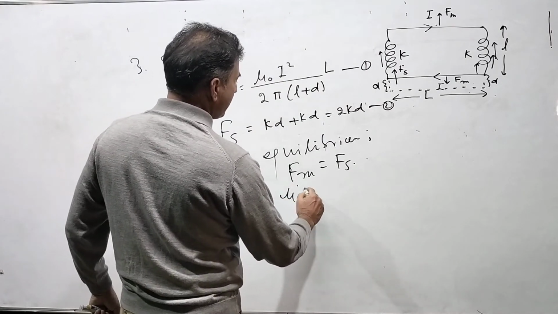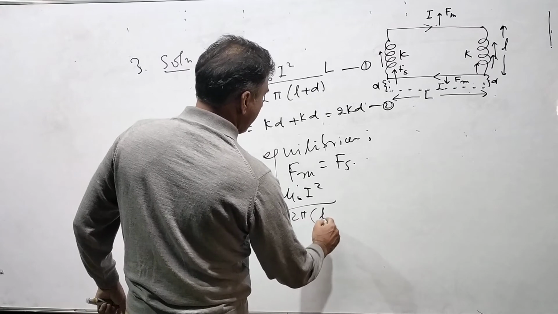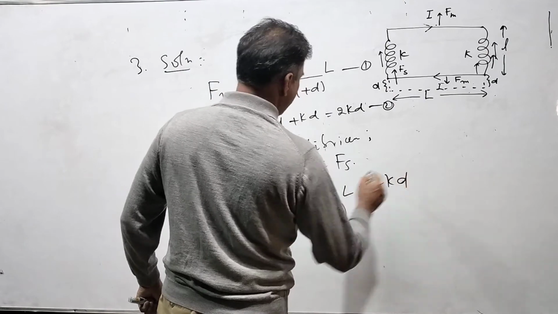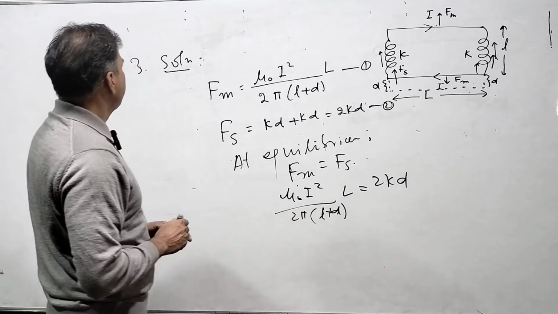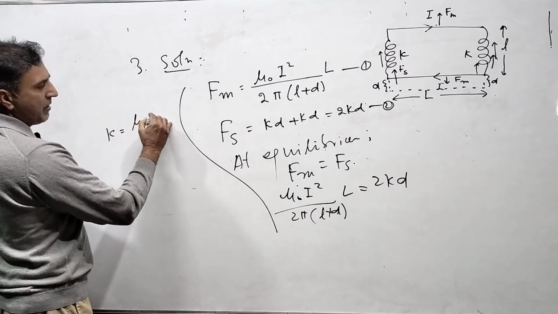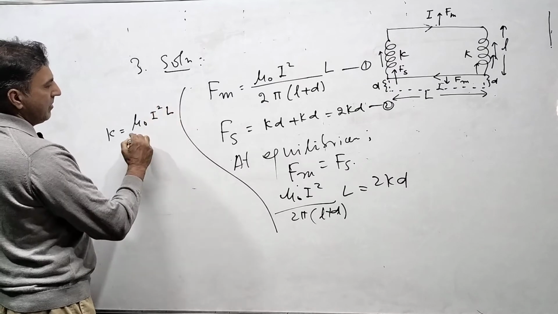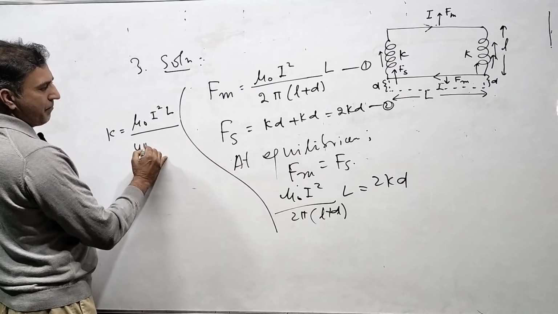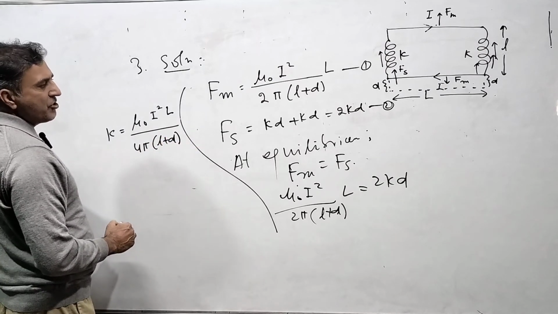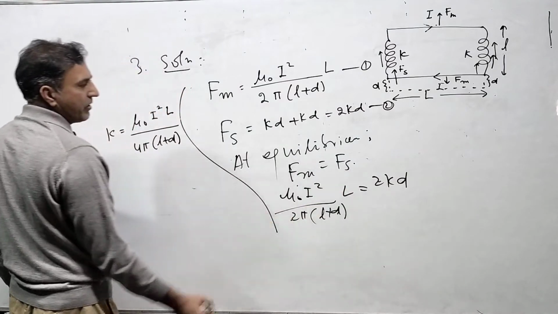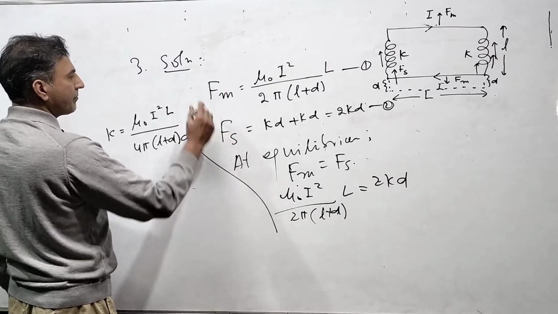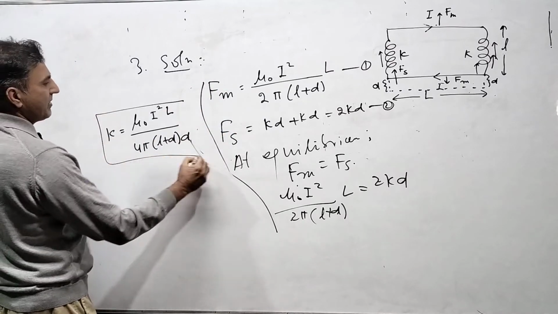It is mu 0 I square by 2 pi (L plus D) times L is equal to 2 Kd. From here, can I find K? Yes, K can be determined. So what is K? That is mu 0 I square L divided by 4 pi (L plus D) D, because this 2 will come down and become 4 here, and this D will also come down to be D here. This is the answer for the spring constant.